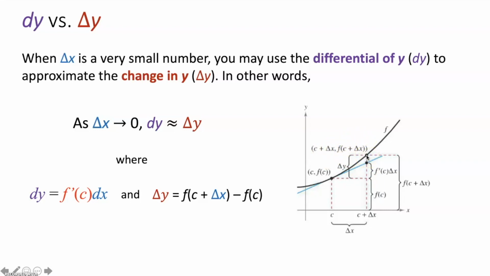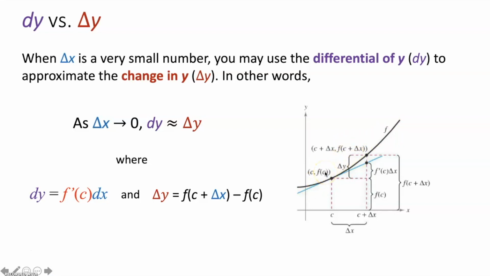Now let's say I wanted to find the difference between the y values of these two points. What I would do is just subtract the y values, and that would give me the change in y. That's where this equation comes from. The change in y, or delta y, is just equal to the two y values subtracted from one another. But let's say this function is super crazy and it would be nearly impossible for me to figure out this y value and subtract it from this y value.